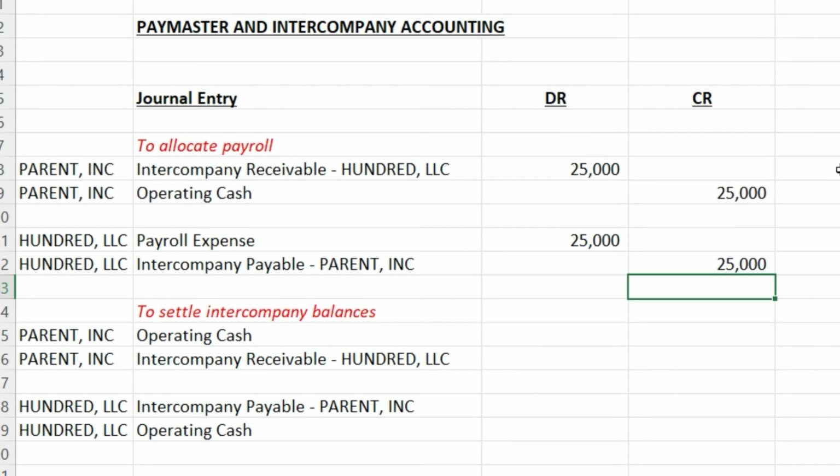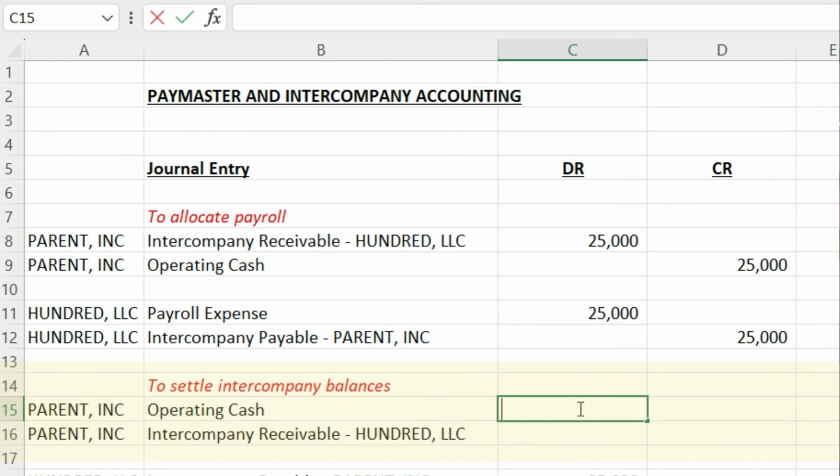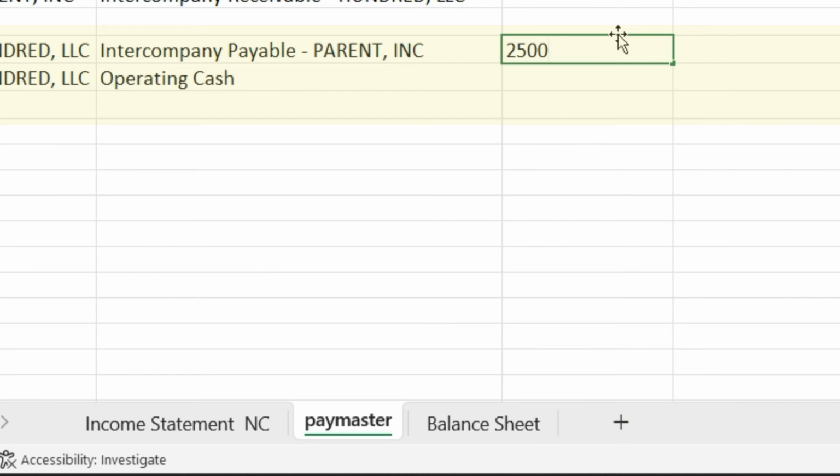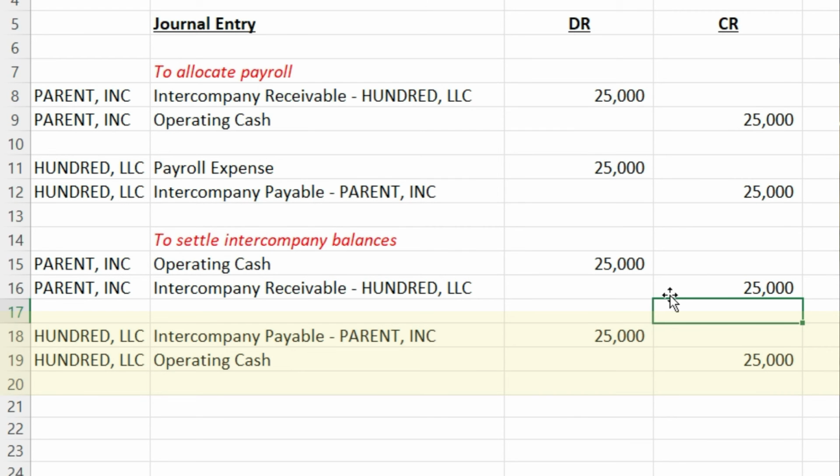So how does Parent Incorporated get paid back for that $25,000? Let's say 100 LLC has $25,000 in cash, they would then pay back Parent Incorporated. It's kind of the reverse journal entries here. They're going to send $25,000 to Parent Incorporated. Parent will debit operating cash when the money hits its cash account, and then credit the intercompany receivable from 100 LLC. From 100 LLC's books, they are going to debit the intercompany payable to Parent Incorporated. They're paying back the $25,000 that was allocated to them, and they're going to credit cash for the transfer of money to Parent Incorporated.